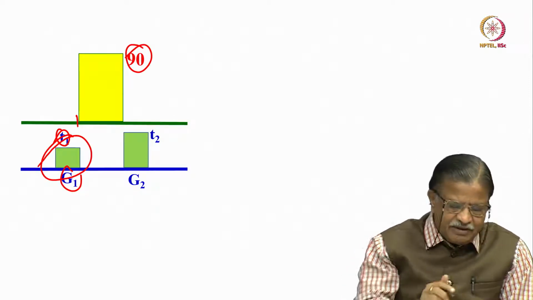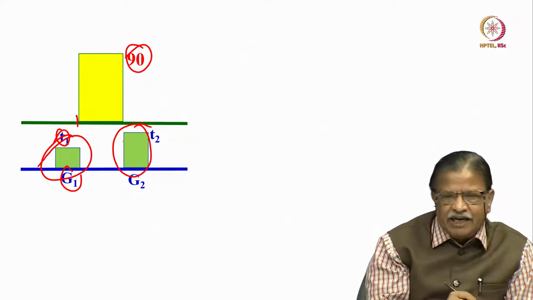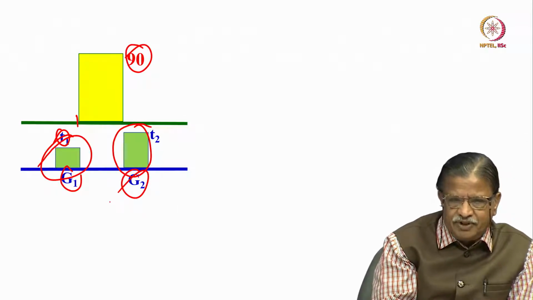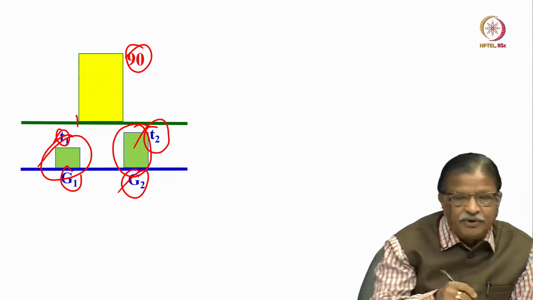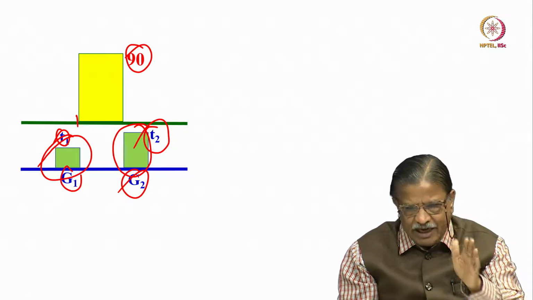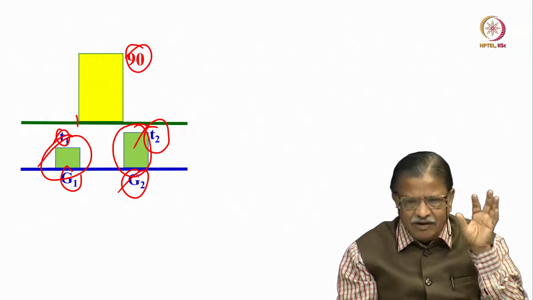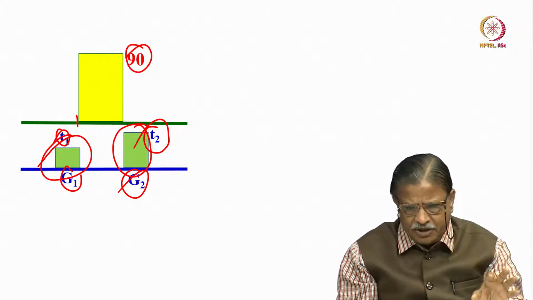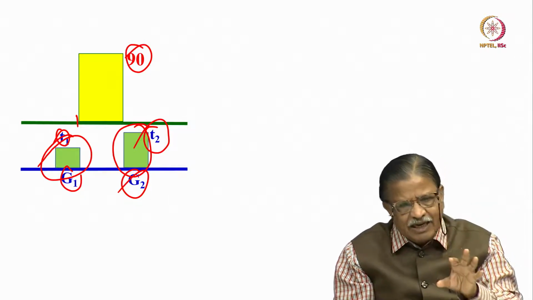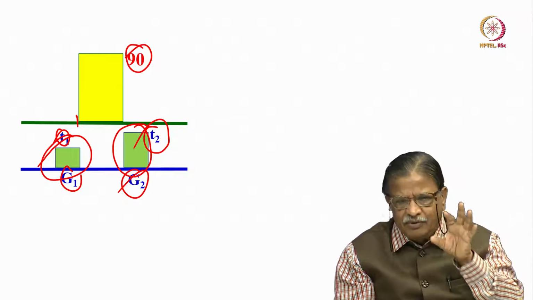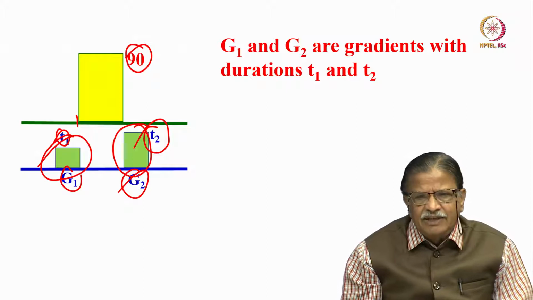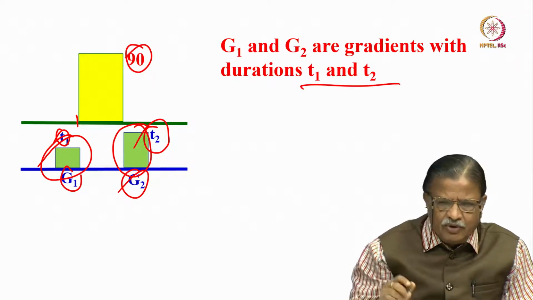After the 90-degree pulse, I am going to apply another gradient pulse, gradient G2, for the duration T2. You understand now what we are doing? Simply apply a 90-degree pulse. Before that 90-degree pulse, we apply a gradient G1 for a duration T1, and immediately after the 90-degree pulse, we apply a gradient pulse for the duration T2 of strength G2. G1 and G2 are the gradients, and T1, T2 are the durations I told you already.